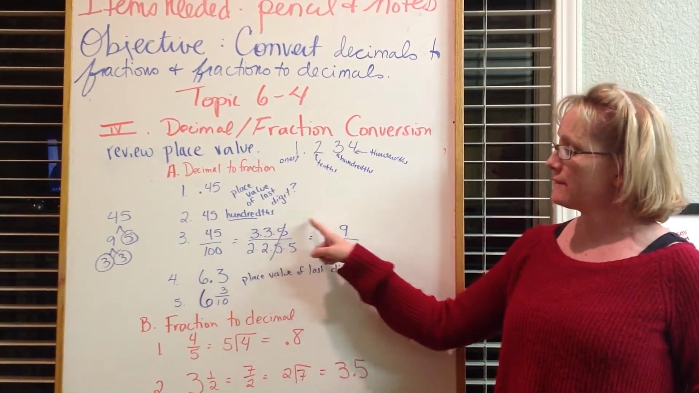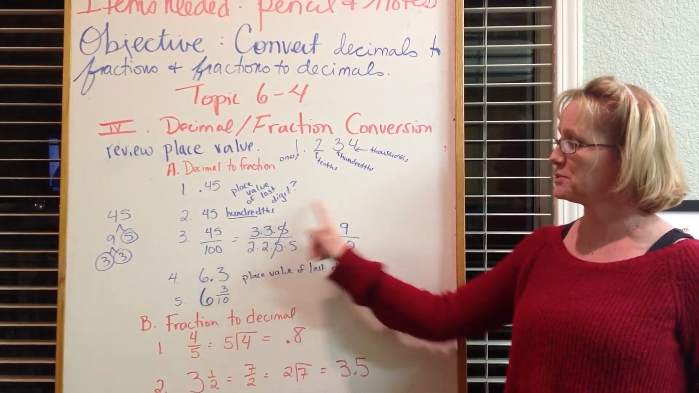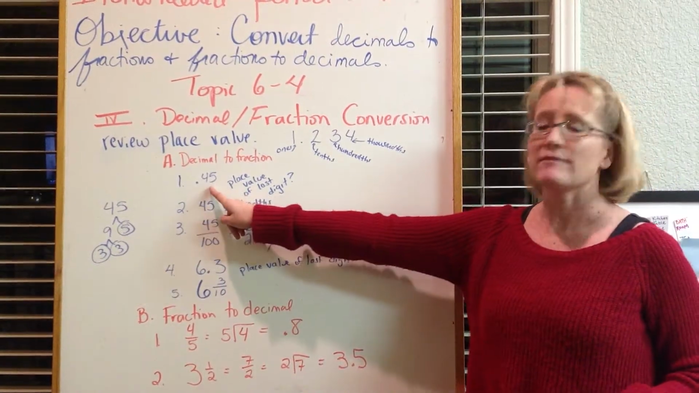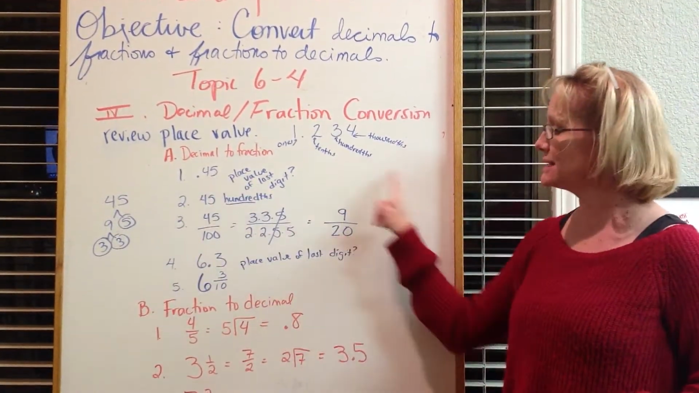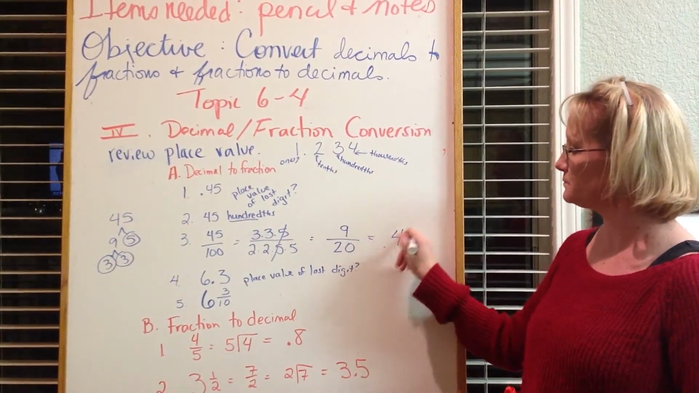So we have our 45 on top and our 100 on the bottom. We cross out the matching terms, and we're left with 3 times 3 or 9, and 2 times 2 times 5, which is 20. So 45 hundredths is the same thing as 9 twentieths. They are the same. They are converted.